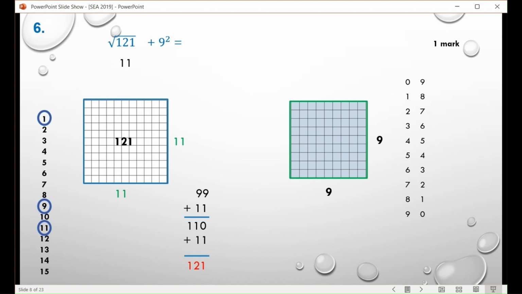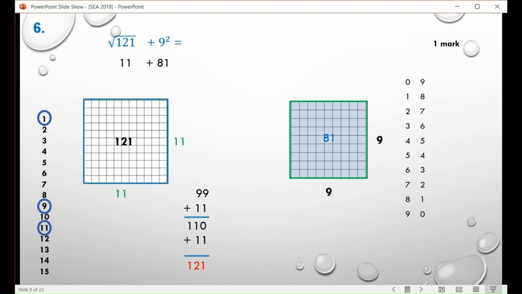Because 1 nine is 9, 2 nines are 18, 3 nines are 27, 4 nines are 36, 5 nines are 45, 6 nines are 54, 7 nines are 63, 8 nines are 72, 9 nines are 81. So if we have those small squares, 9 rows of 9 small squares will give us 81 squares. So 9 squared is 81.